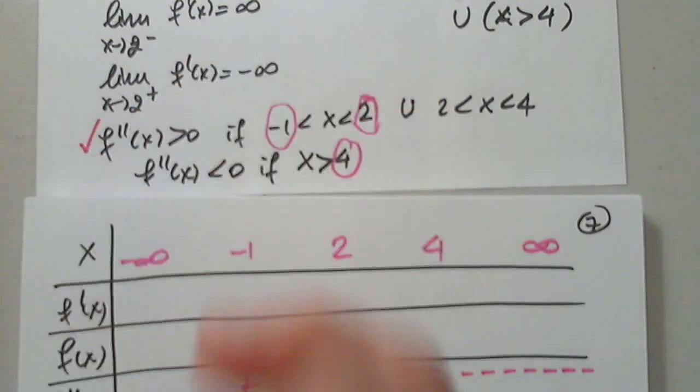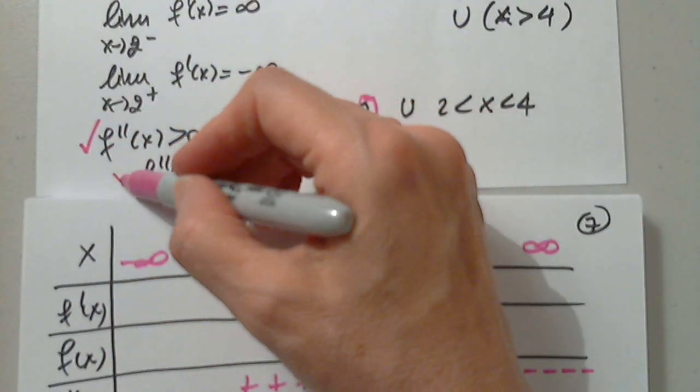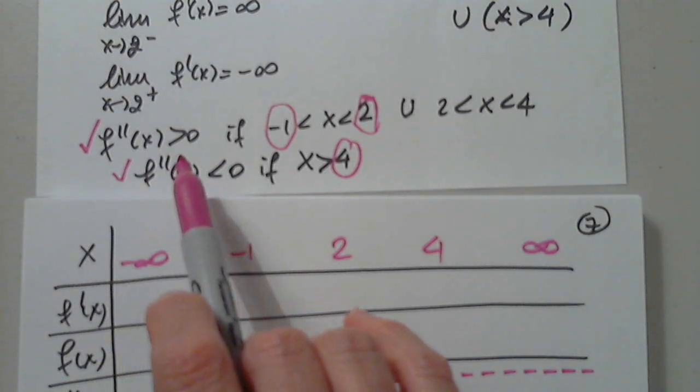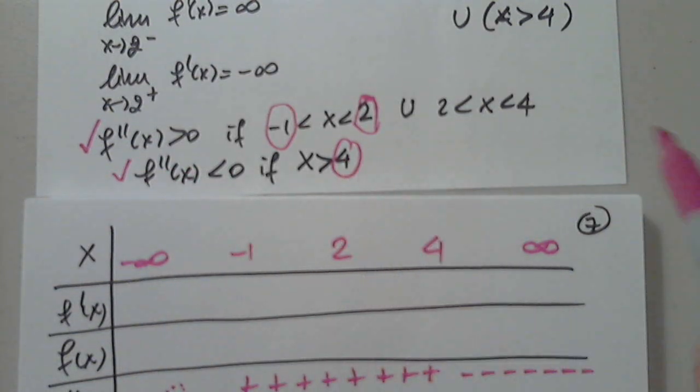So this is done. And this is done. So the second derivative is positive between -1 and 2. They're not telling us anything here. It's up to us so far. Maybe there is some indication later on. But right now they're only telling us between -1 and 2 and 2 and 4 it's positive, and negative between 4 and infinity.